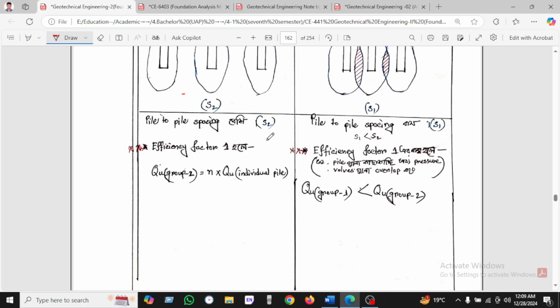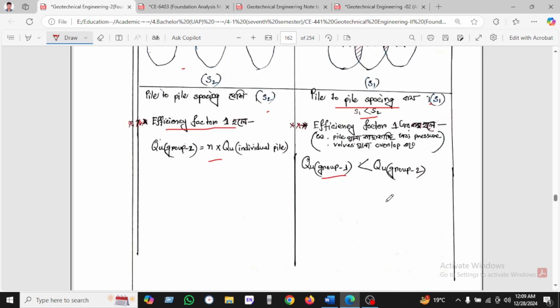Pile to pile spacing is S2 in one case, and the pile to pile spacing is S1 in the other, and S1 is less than S2. The efficiency factor of group 1 is less than 1, and the efficiency factor of group 1 is less than that of group 2.